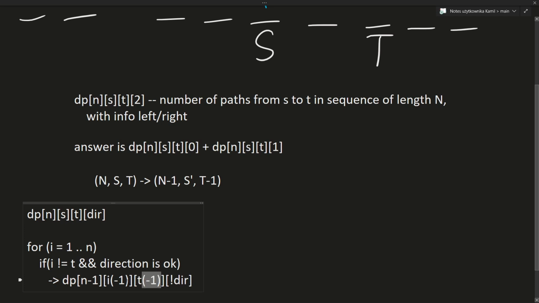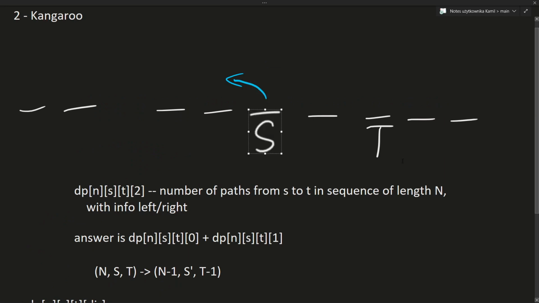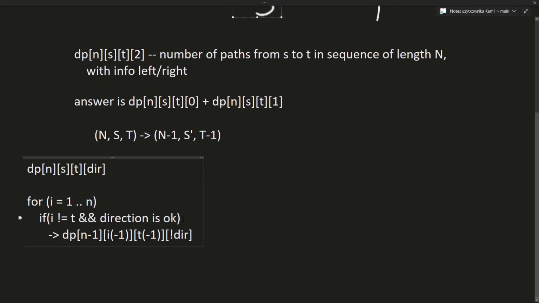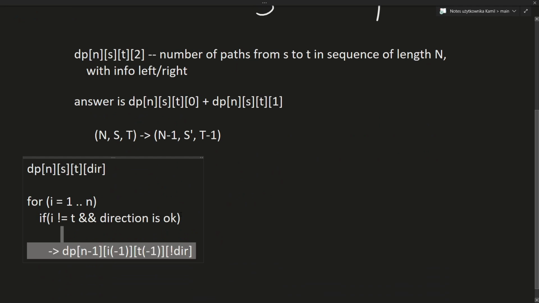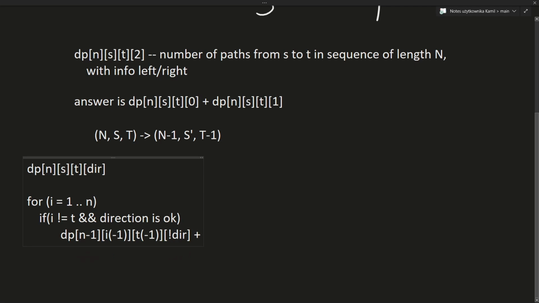The -1 here and -1 there applies if S is more to the left. If S is to the left of T, then you decrease T by 1. And that's it. This transition for me would be like that, dp of n-1, i-1, and so on, plus equal the current state. So if this was already computed as the number of paths, wait, what am I doing? No, the other way around, of course.